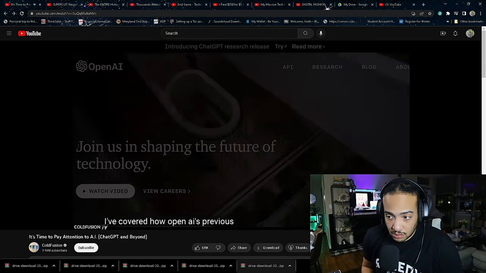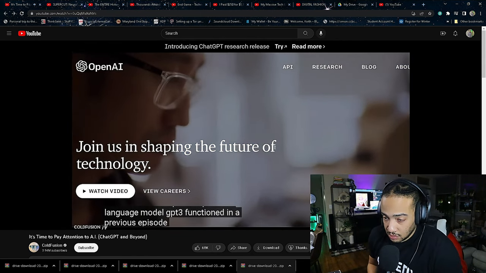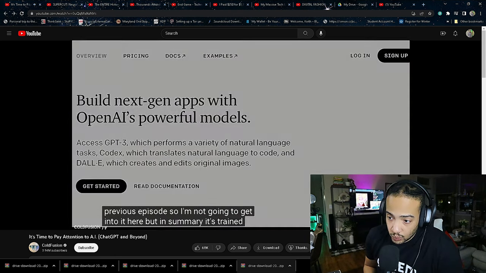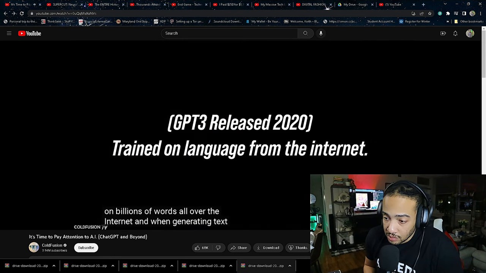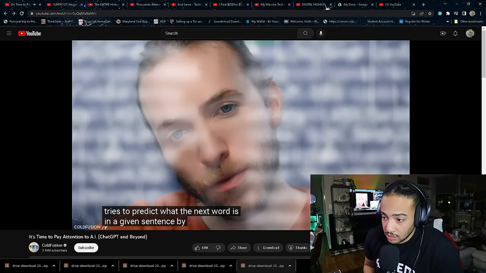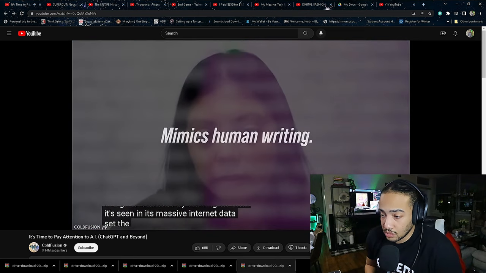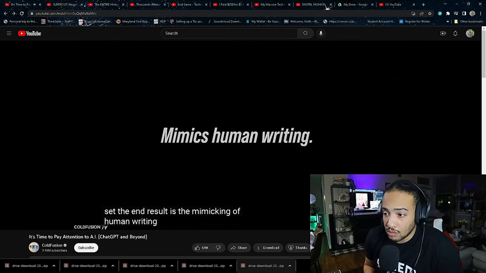I've covered how OpenAI's previous language model, GPT-3, functions in a previous episode, so I'm not going to get into it here. But in summary, it's trained on billions of words all over the internet, and when generating text, it tries to predict what the next word is in a given sentence by drawing on what it's seen in its massive internet dataset. The end result is the mimicking of human writing.